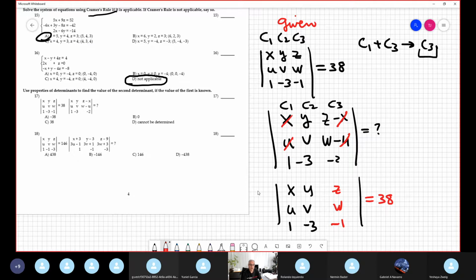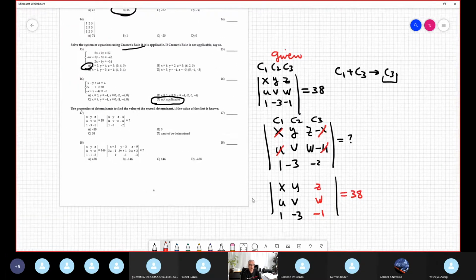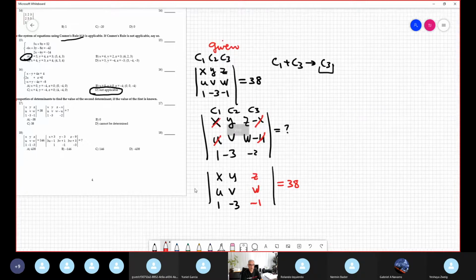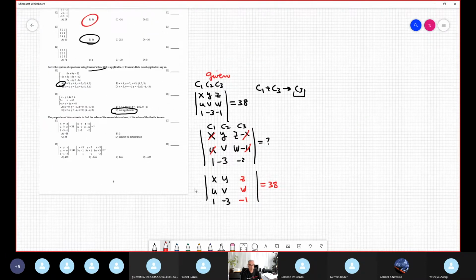Do you follow me? Does everyone understand this column operation? Remember, in the matrix we are only doing row operations. In the determinant, no. It's more flexible. You are doing row operations and column operations. And it's perfectly legal. I proved it in the lecture guide. Do you follow me? Is it clear or confusing? Clear.